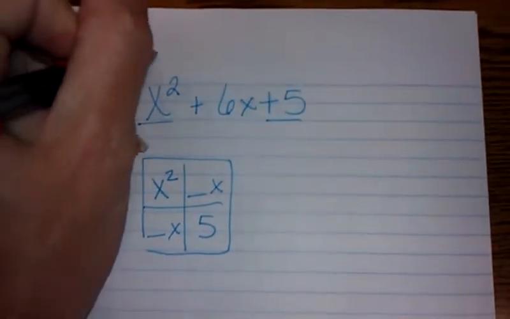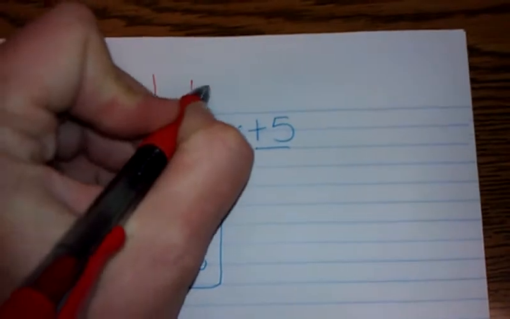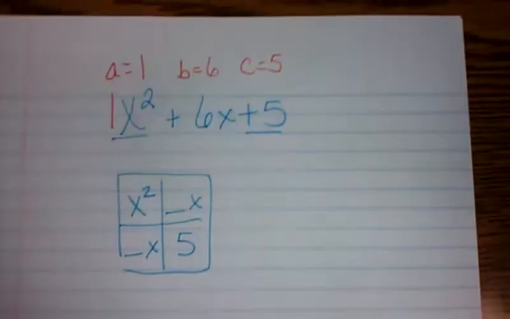A is the number in front of x squared. If there's not a number, that number is 1. B is the number in front of x. C is the last number.